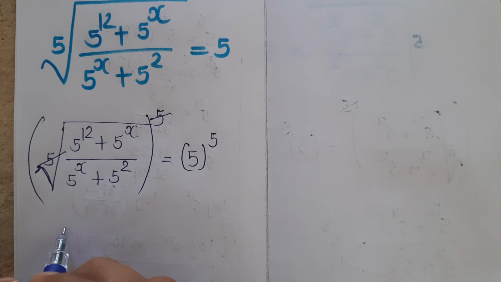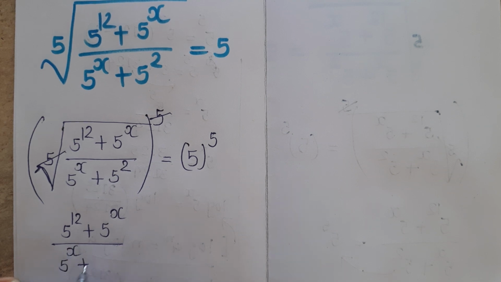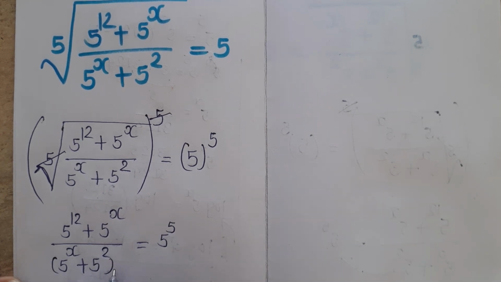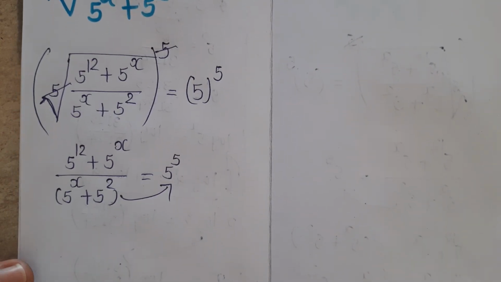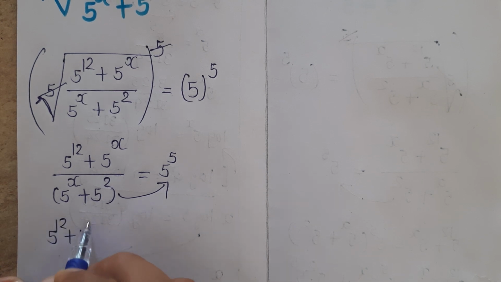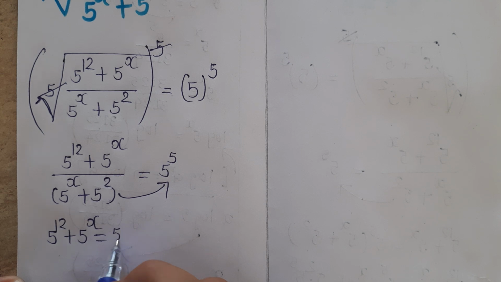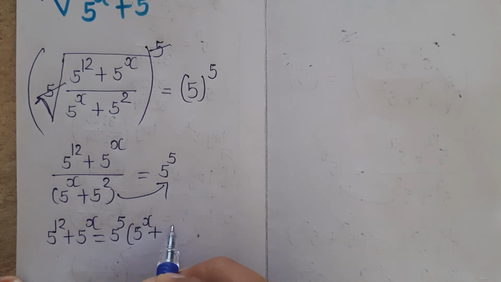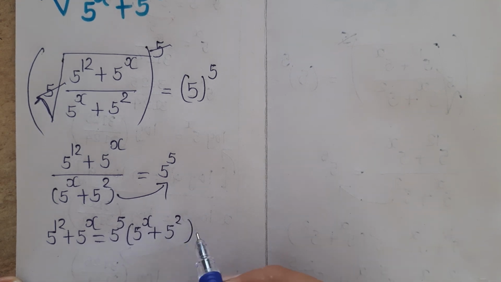Now we have on the left hand side 5 raised to power of 12 plus 5 raised to power of x, and in division we have 5 raised to power of x plus 5 raised to power of 2, is equal to 5 raised to power of 5. Now we will take this denominator in multiplication with the right hand side part of the equation. So on the left hand side we have 5 raised to power of 12 plus 5 raised to power of x is equal to 5 raised to power of 5 into 5 raised to power of x plus 5 raised to power of 2.